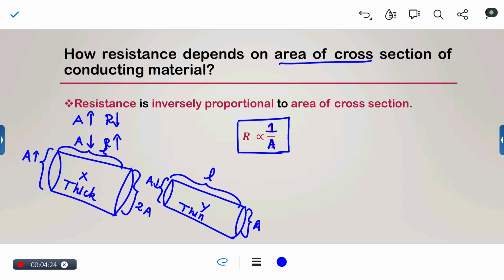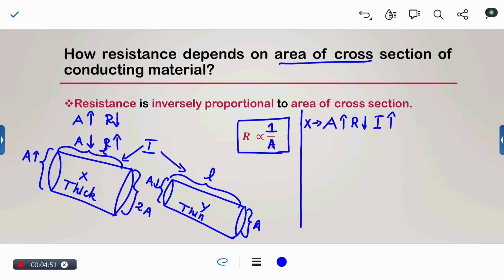So how they'll ask the question: through which wire the current flow can happen easily, either through a thick wire or through a thin wire. Now we'll write the relation. For the X wire, area of cross section is high or low? High. If area is high, resistance will be low. So the current flow will be high.